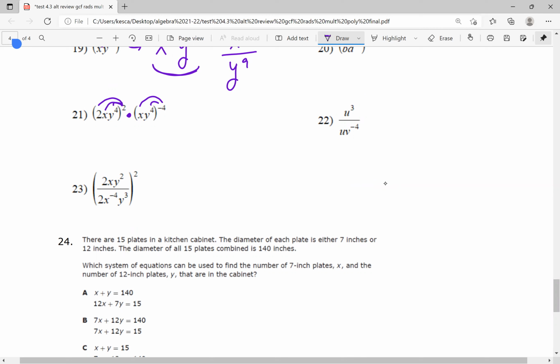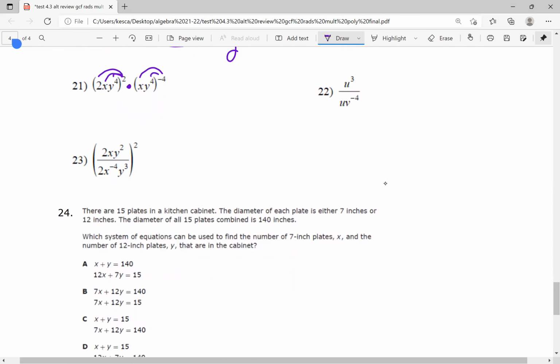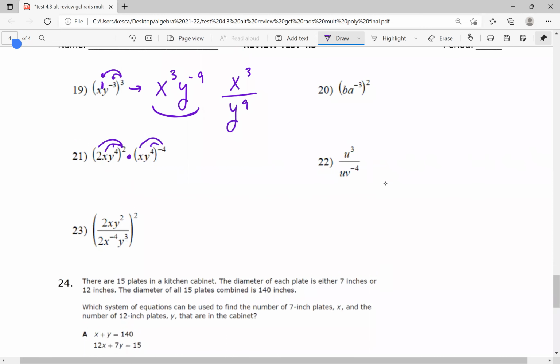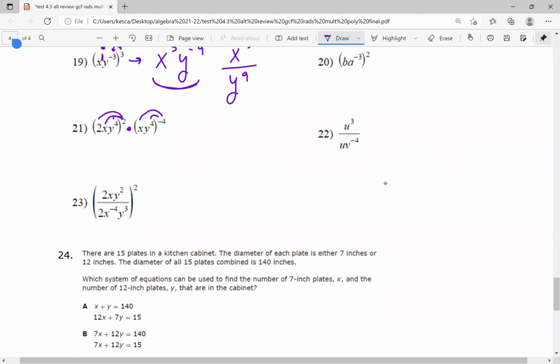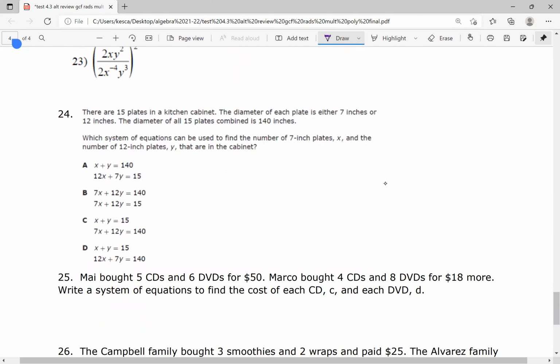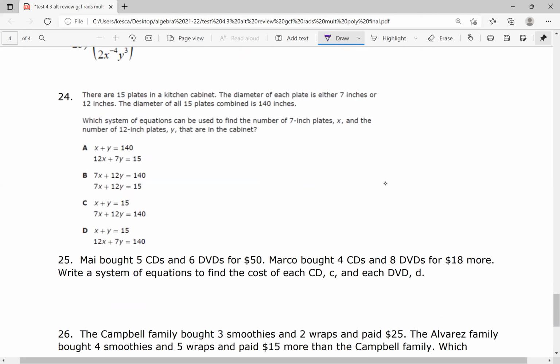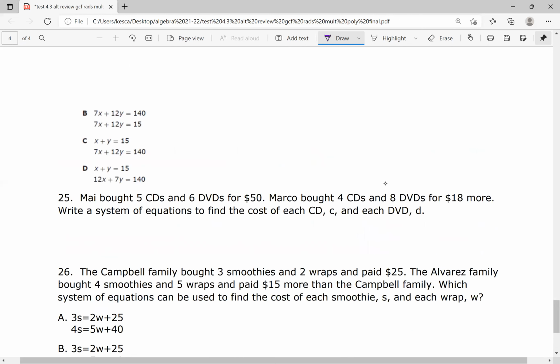22, look at this. Quotient rule, okay, because you're dividing. So quotient rule, remember you subtract your exponents. And then 23, that's a fun one there, because in these parentheses, you got your quotient rule. And after you do the quotient rule, then you would go through and you would do the power rule. So the main ones that I'm really looking at here are like 19 and 20, but 21, 22, 23, you guys can review your exponent rules and go through those. Now the last part here, the last 3 questions are for systems of equations.